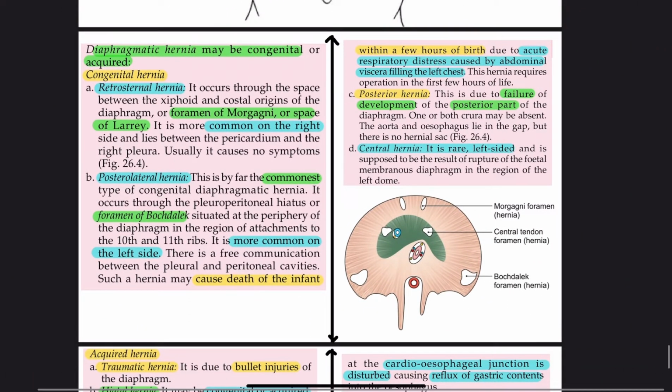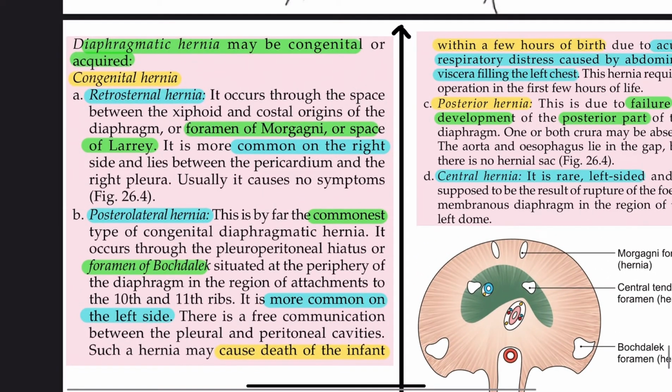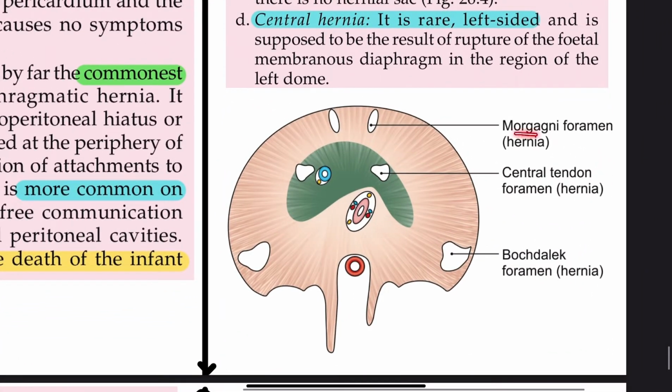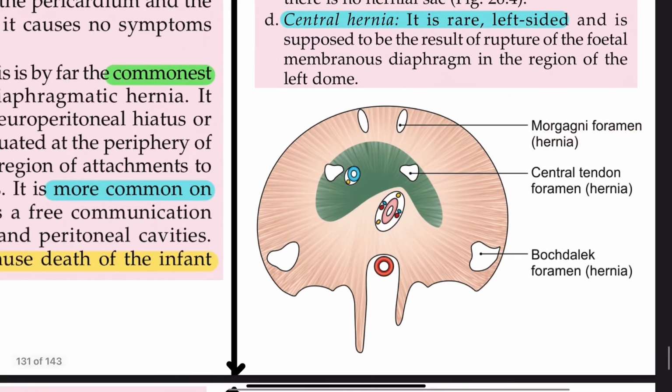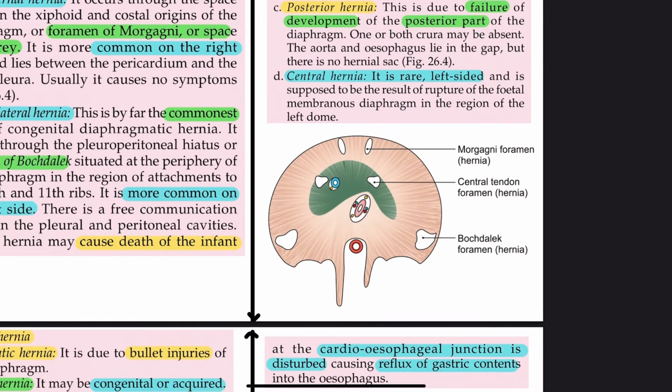Now we come to the hernias of the diaphragm. They can be of two types, either congenital or acquired. Let's first talk about the congenital hernias. First, you have the retrosternal hernia, in which the contents can protrude through the foramen of Morgagni or the space of Larrey, and it's more common on the right side. Remember the space we talked about, the foramen of Morgagni or Larrey's space, through which the superior epigastric vessels, the artery and the nerve, pass.